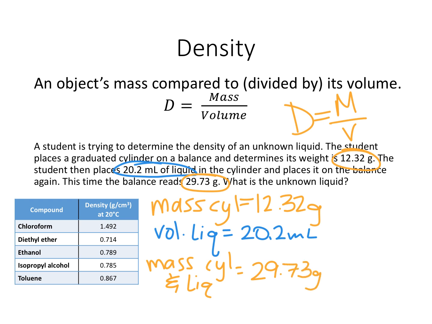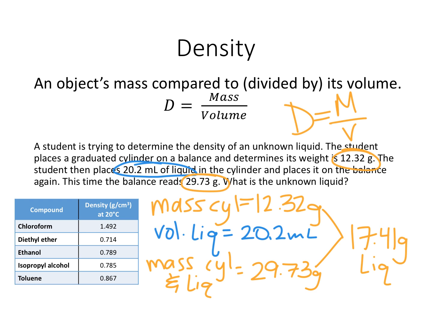The mass of the cylinder and liquid is equal to 29.73 grams. So to find the mass of the liquid by itself, I'm going to subtract these two numbers. The 29.73 minus the 12.32 gives me 17.41 grams for the mass of the liquid.